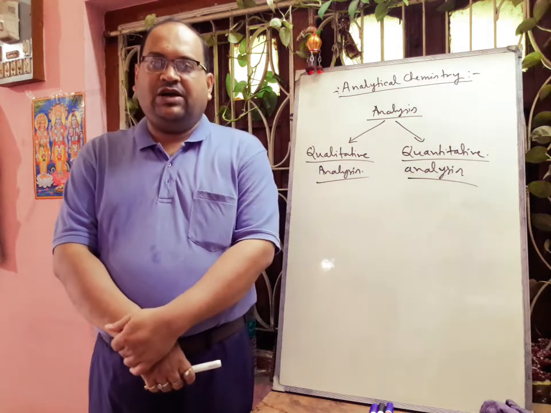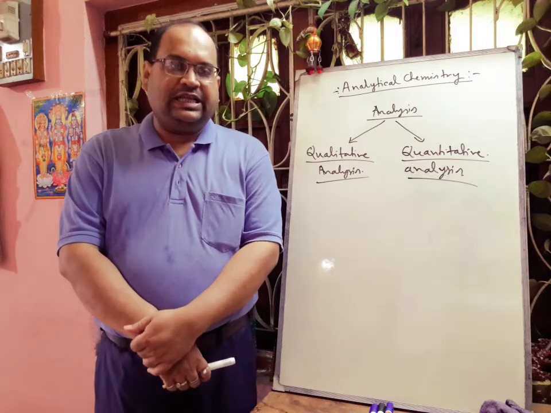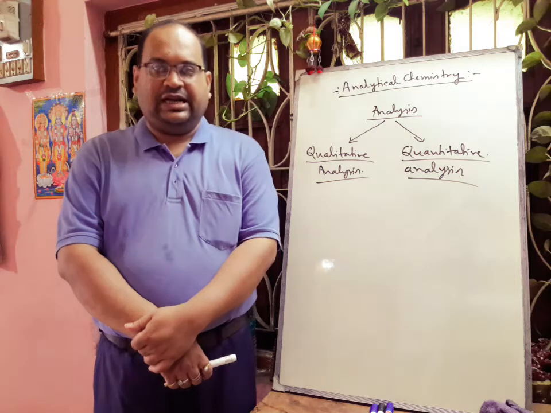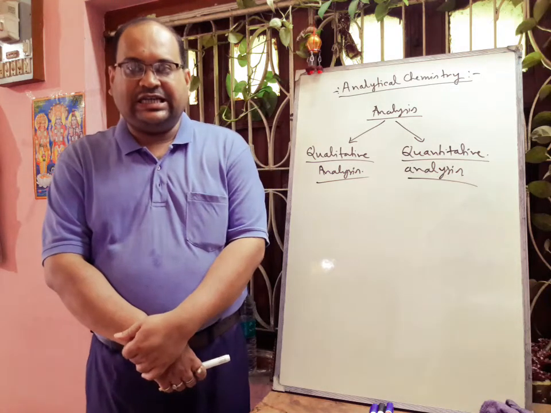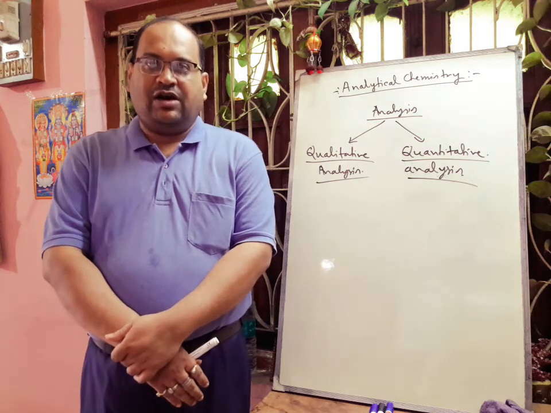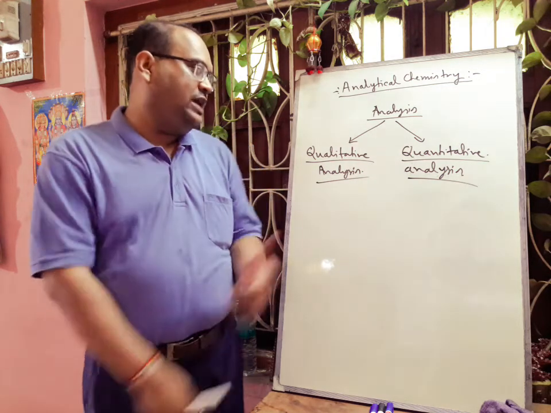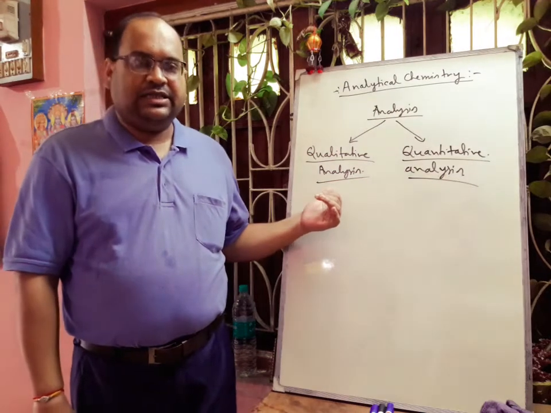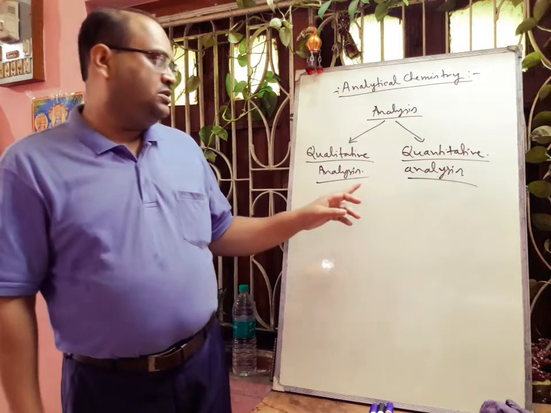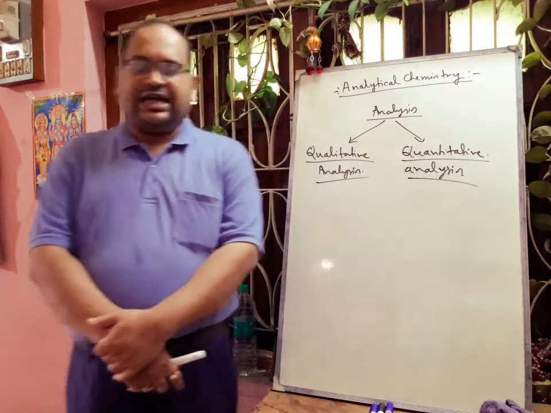Suppose in a sodium chloride solution, if we add silver nitrate, then there will be formation of silver chloride. In this way we can detect Cl minus. So this is qualitative analysis. But if we want to measure the exact amount or weight of the sodium chloride, then we have to use different methods, and that is called quantitative analysis. Here only detection of element or ion is qualitative analysis, and in quantitative analysis we have to measure the exact amount.